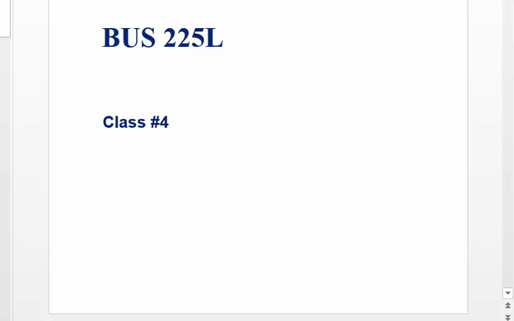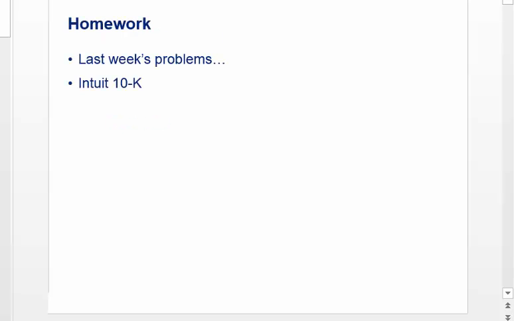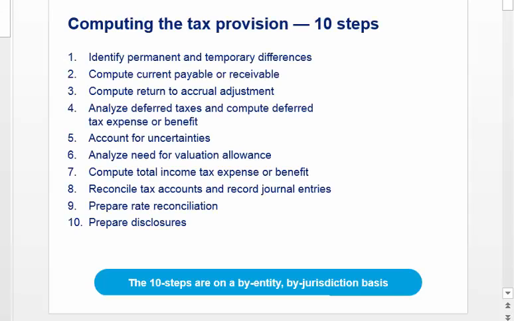Okay, so class four. So in tonight's class, if we look at the 10 steps of the provision process, we have gone through steps 1 through 6 so far in the first three classes. And tonight we're going to do the rest.